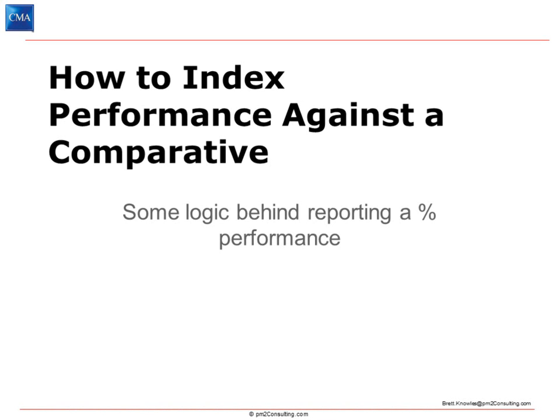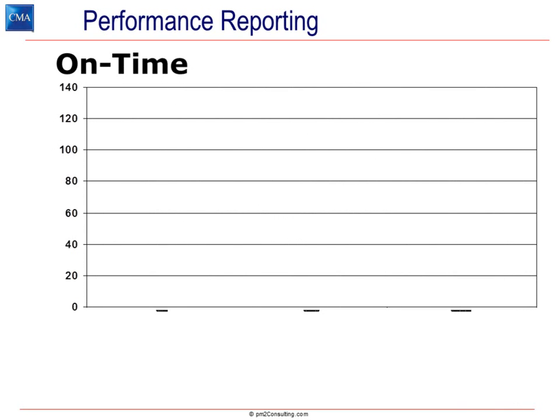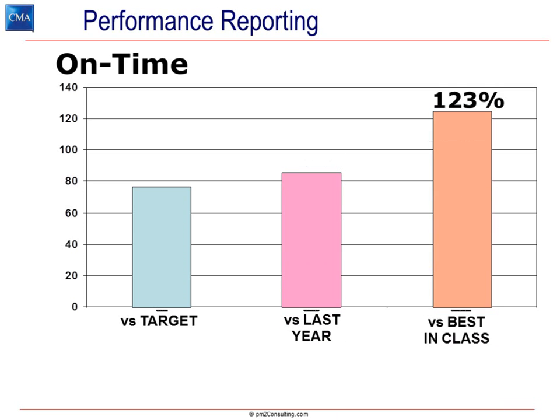We're now going to drift into some mathematics. We now need to begin looking at how we index performance against a comparative. The best way to show this is through a simple explanation. Let's say we have a particular metric, and we might want to understand how we're performing versus target, maybe compared to last year, and maybe, say, best in class.